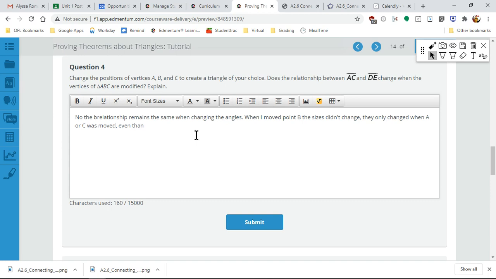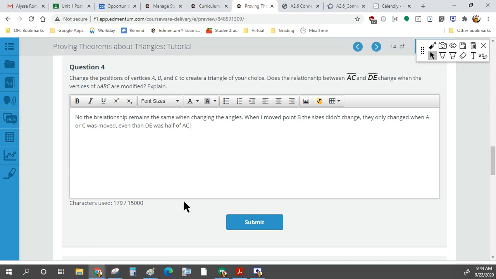Even then, DE was half of AC. The only reason why I like saying half is because saying AC is twice the length of DE is just more words.